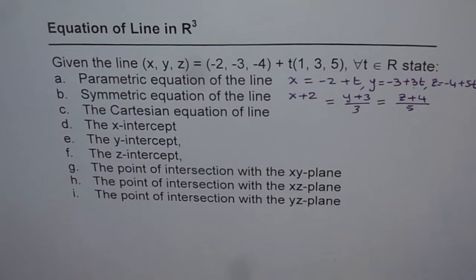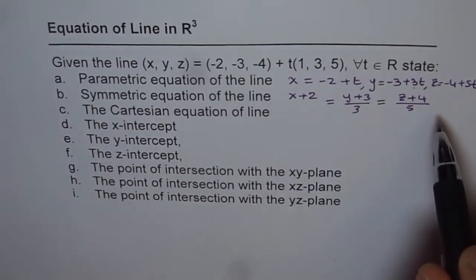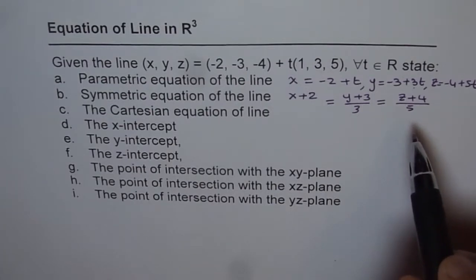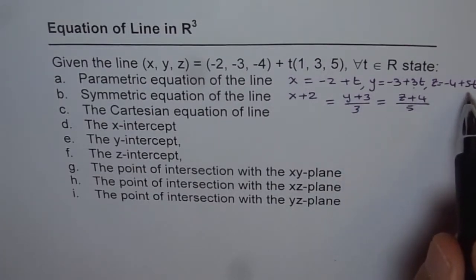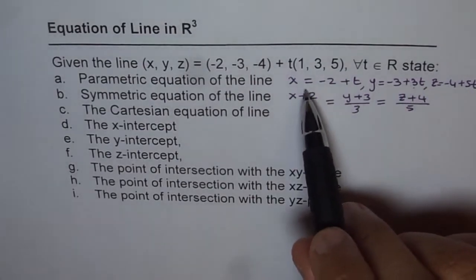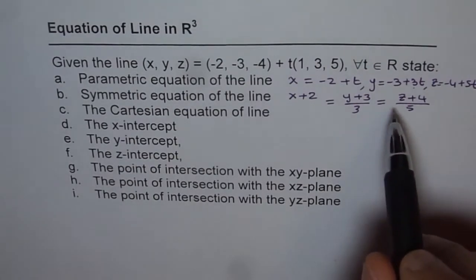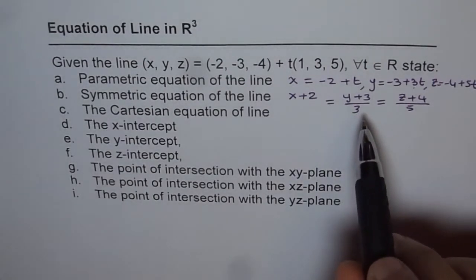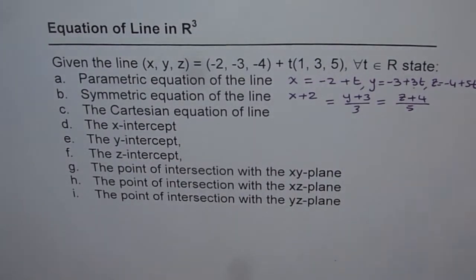Do you understand? So a symmetric equation in R3 will exist really if we have at least t parameter, if it is not along a straight line in XYZ direction. Do you understand? If I say equation of x-axis in symmetric equation, you cannot write that, right? Okay, next one is Cartesian equation of line.